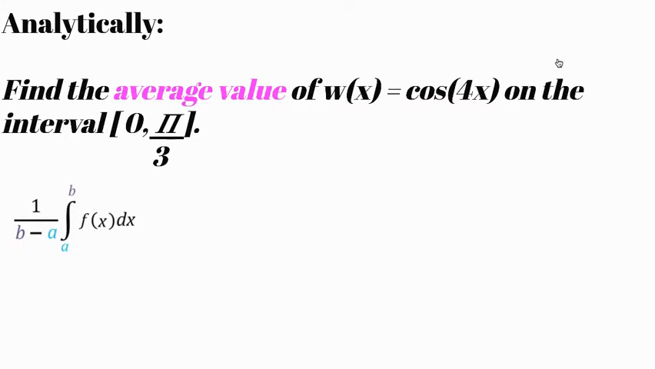So sometimes you're asked to just find it with an explicit function. In this case, w of x equals cosine 4x over the interval from 0 to pi over 3. When it says find the average value, that's just using the formula. And again, this video isn't intended as your initial teaching. This is simply an overview and a review to collect everything together before an exam.